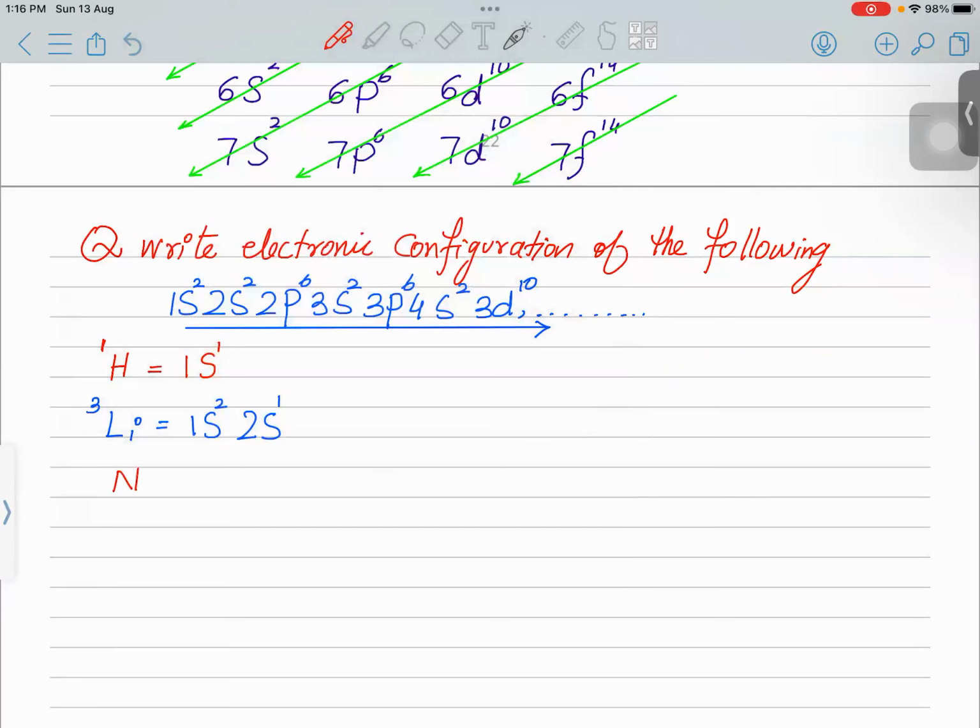Now next is sodium. Now tell me. First you have 11 electrons. 1s2. Now 9 electrons are left. Then 2s2. Now 7 electrons are left. Next, 2p6. Now 1 electron is left. So now you have 3s1. Correct, 3s1.